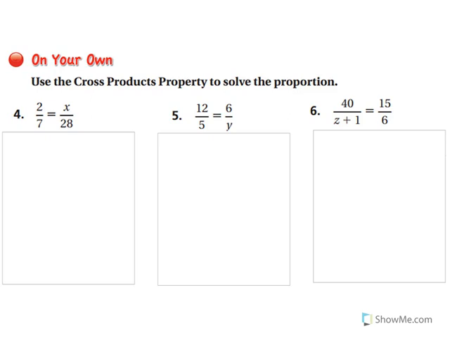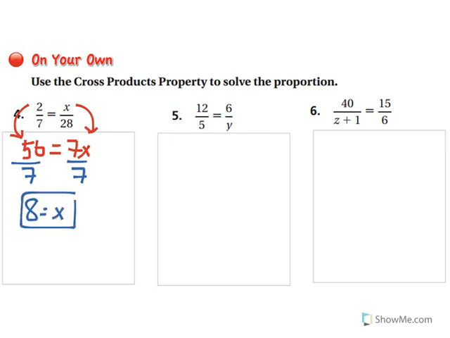Okay, so what we're going to do here is 7 times x is 7x. And then 2 times 28 is 56. I'm going to divide both sides by 7. And I get 8 equals x.